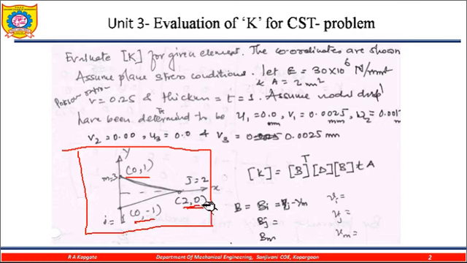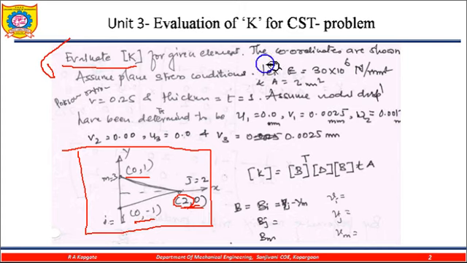Why are these the xy coordinates? Because these are not within the range of 1 only. Here this one is 2. So these are the xy coordinates, not the xi eta coordinates. And what they have mentioned is to evaluate the k as well as the stress. They are also asking to calculate the principal plane and the principal stresses.